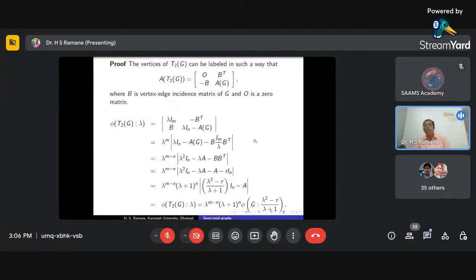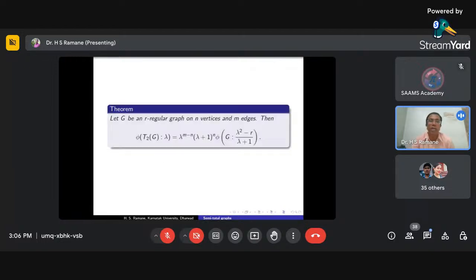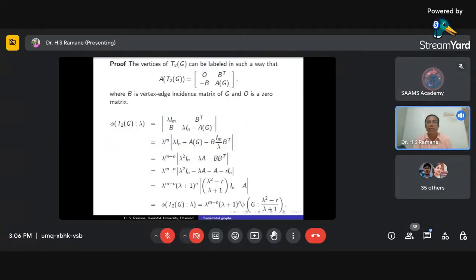So here, if we know the eigenvalues of A, but this result is for the regular graph, not for any graph, whereas in the previous one we have shown it for any graph. This is for the regular graph. So if we know the adjacency eigenvalues of the graph G, then using those and using this expression, one can get the eigenvalues of the semi-total point graph.